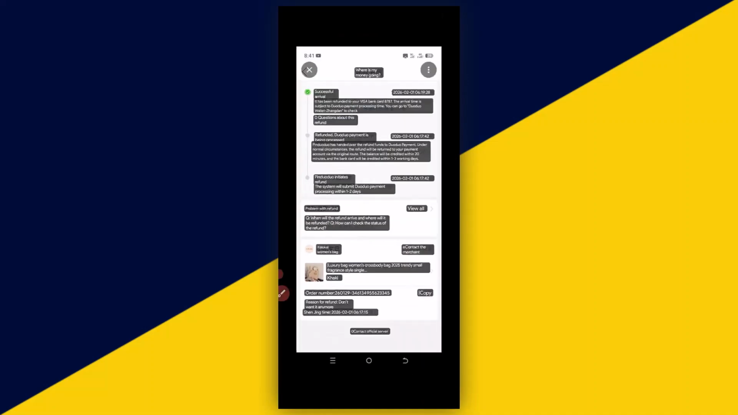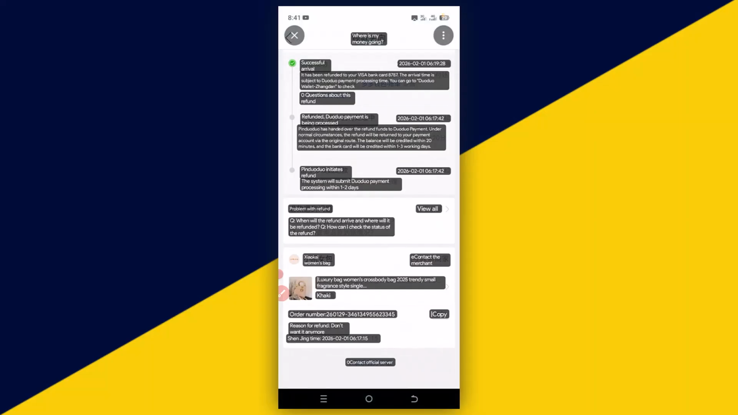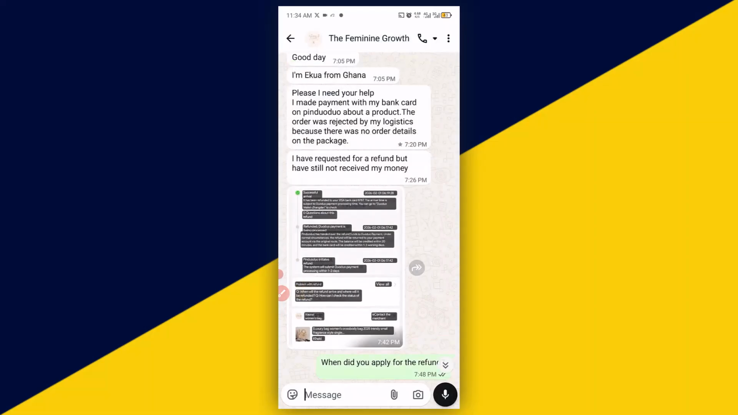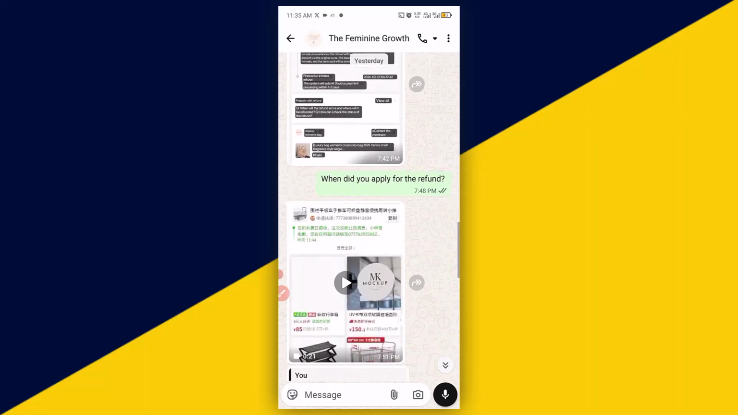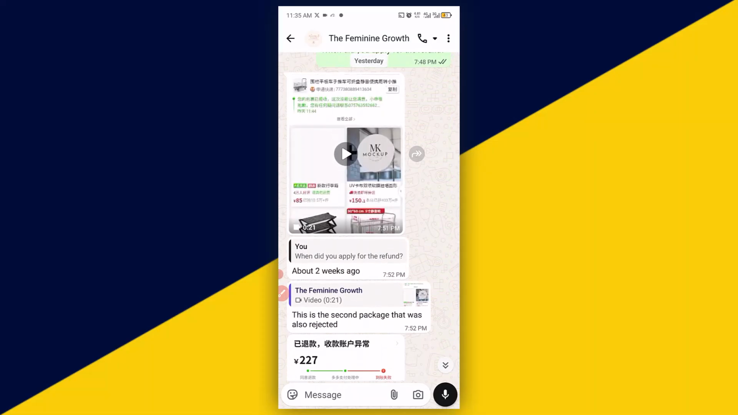Okay, now what this message simply means is that there is a serious problem if you make payments with a foreign bank card, because there is a wrong channel of refund right here. Now I asked a question: when did you apply for the refund? And this is a screenshot of the record of everything. It said about 2 weeks ago. Now, for every refund that has an issue on Pinduoduo, most especially if you make payments with your bank card and you have a refund wrong channel as far as Pinduoduo is concerned, there is a possibility that you don't get your money back successfully, most especially if your bank card is Visa or MasterCard.